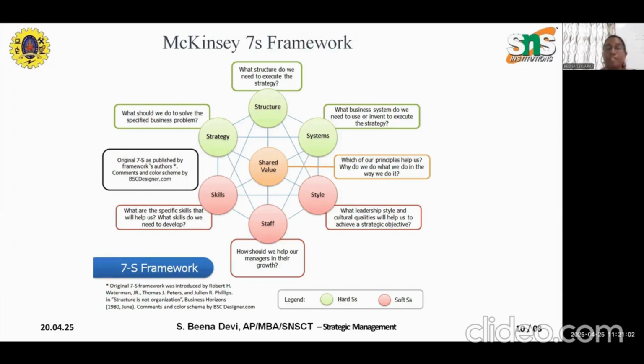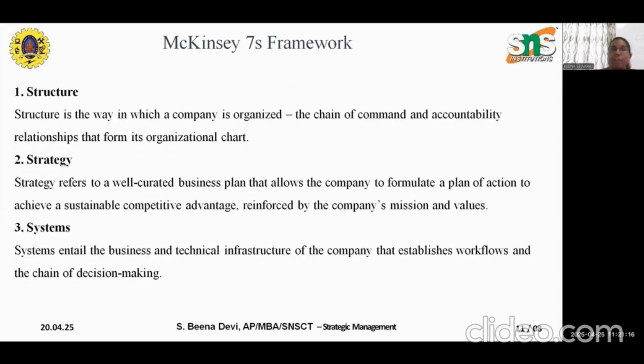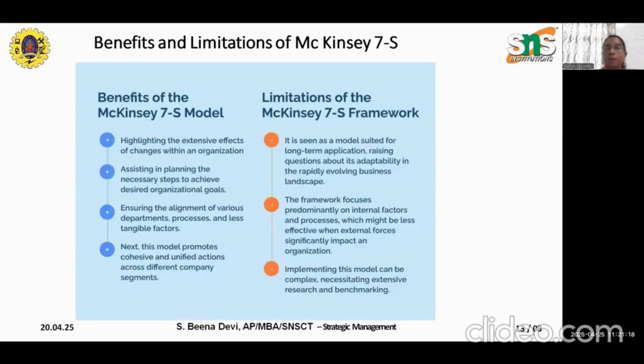And the final one, the center part, plays the major role: the shared values. Which of our principles help us, and why do we do things the way we do them? So all of this put together makes up the McKinsey 7S framework. Let's get some more information on that. What are the benefits and the limitations of the McKinsey 7S framework?